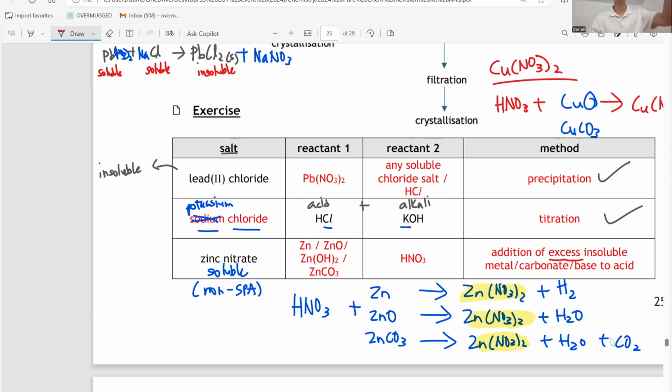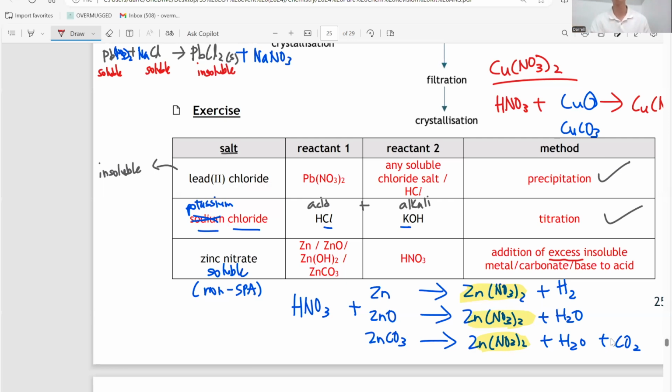But I want to go back to the question I asked 10 minutes ago. Are you all ready? How do I prepare magnesium sulfate? First question, soluble or insoluble? Soluble. Is it SPA? So what is the correct method? Acid reaction. Magnesium sulfate, what acid do I use? Sulfuric acid. And I react it with what? Metal, right? I can react with Mg. I can react with base, MgO. I can even react with magnesium carbonate.